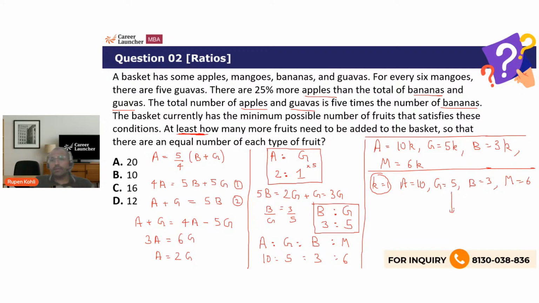So guavas we need to increase by 5: 5 plus 5, 10. Bananas we need to increase by 7: 3 plus 7, 10. And mangoes by 4: 6 plus 4, 10. Then each of the fruits will be 10 in number. How much have we added all together? 5 plus 7, 12, plus 4, 16. So 16 fruits need to be added, respectively 5 guavas, 7 bananas, and 4 mangoes.